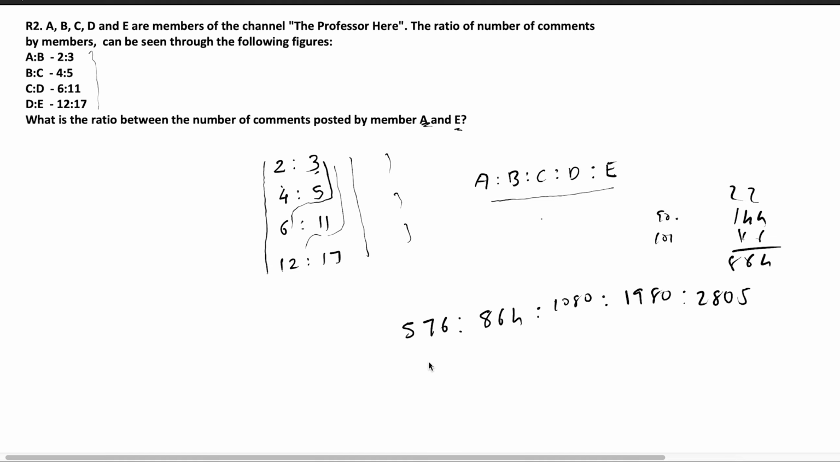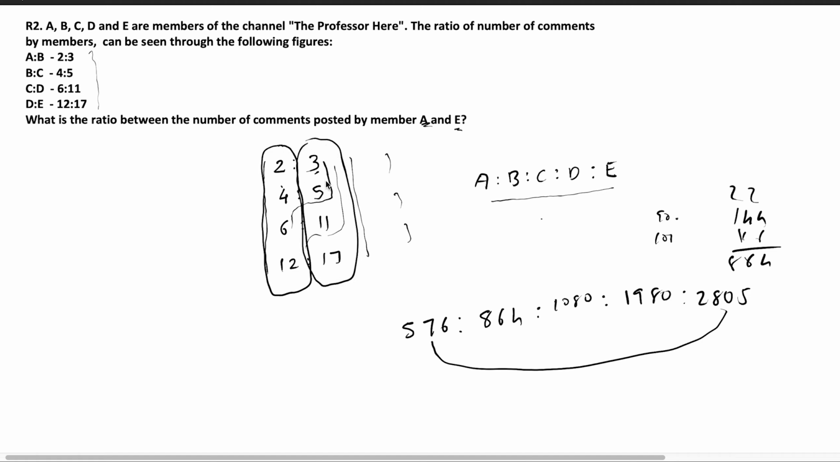So the ratio between the number of comments posted by member A and member E will be 576 is to 2805. Since the question was only to find the ratio between A and E, instead of doing all of this, you can simply do 2 into 4 into 6 into 12, which is A, and 3 into 5 into 11 into 17, which is E. That's how you find A is to E.